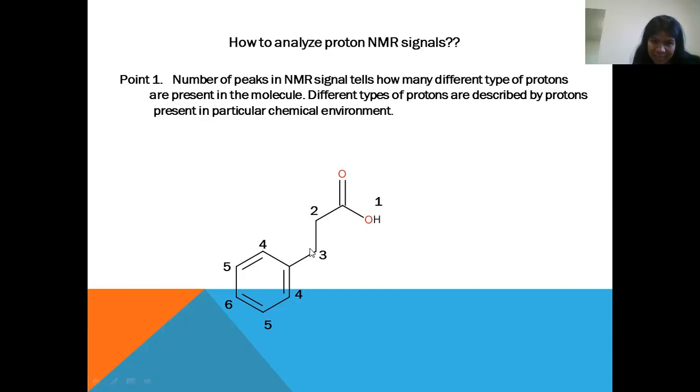Similarly, 3 has a different chemical environment, but you can see 4 and 4, they have a similar chemical environment. Similarly, 5, they have a similar chemical environment, and 6 has a distinct chemical environment. So there are 6 different types of protons present within this molecule. So we'll expect 6 different peaks associated with its NMR signal.